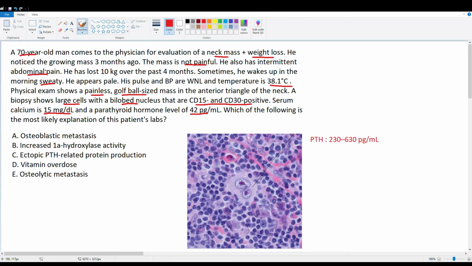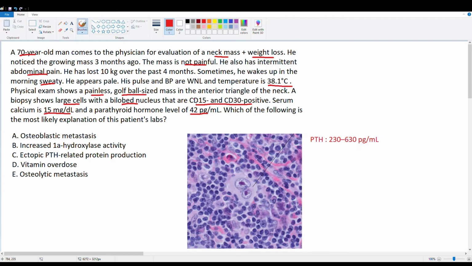Sometimes they'll give you details, but separate them out in the paragraph like this, and it's up to you to connect them. Okay, he also has fever, right? Fever is a classic B symptom. So just remember that, and we'll talk about his biopsy results right now.